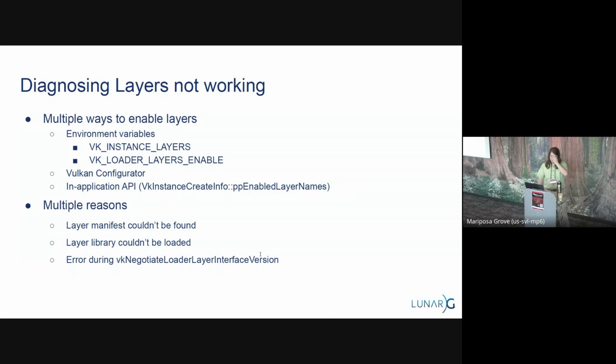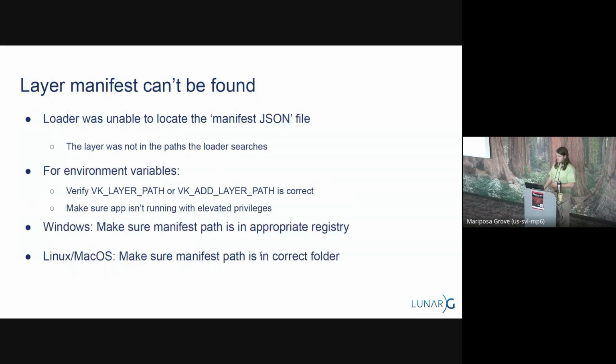But beyond that, there are many different reasons why a layer couldn't be loaded: the manifest not being found, the binary not being loadable, or an error elsewhere. The negotiate loader layer interface function is something the loader calls on the layer to negotiate what version we should use. Typically, you shouldn't ever see that as an application developer, but if it goes wrong, it would appear in the log. So the first thing to check if your layer isn't loading is that the manifest couldn't be found. The JSON file is nowhere to be seen.